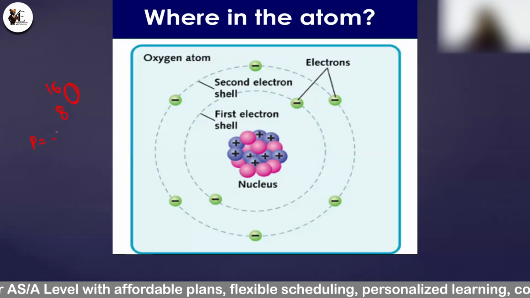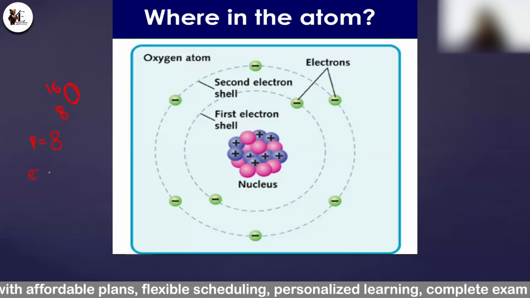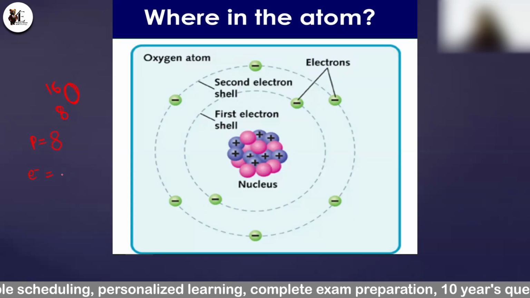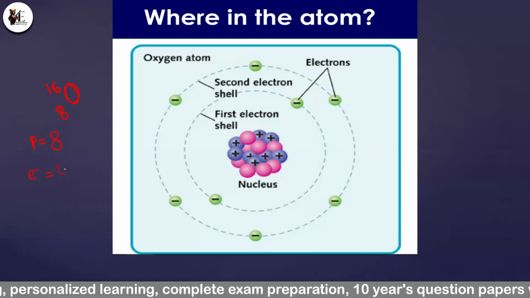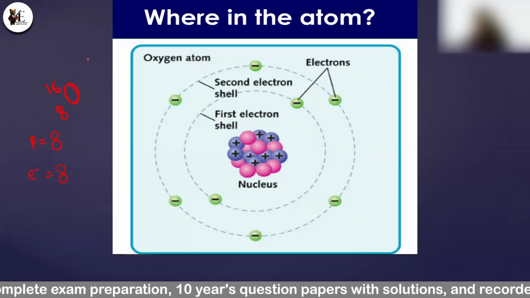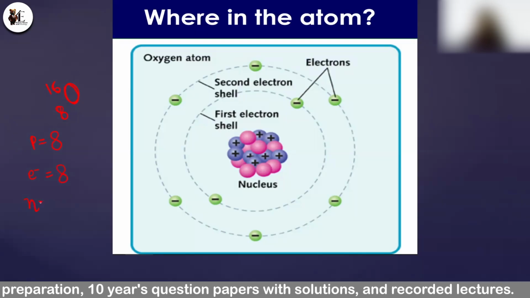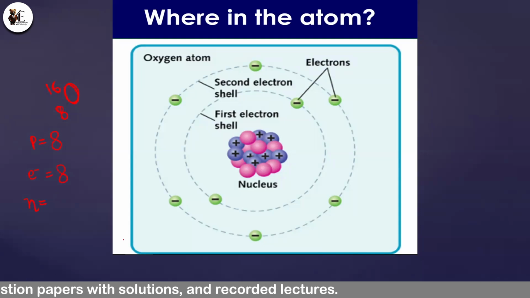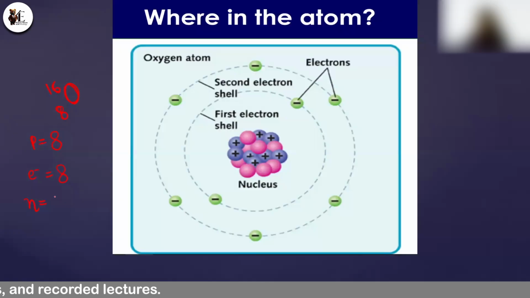8. Very good. Tell me the number of electrons. 8. Very good. Oxygen is neutral. You cannot see any charge. It is neutral. So number of protons is equal to number of electrons. Tell me the number of neutrons. The number of neutrons is 8. Yes. It is 16 minus 8, which is equal to 8. So very good. I hope you understood how to calculate number of protons, electrons, and neutrons if you are given an element symbol.